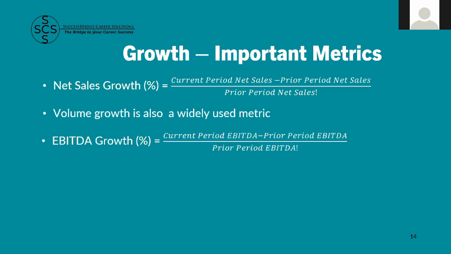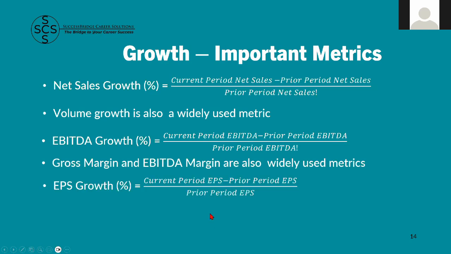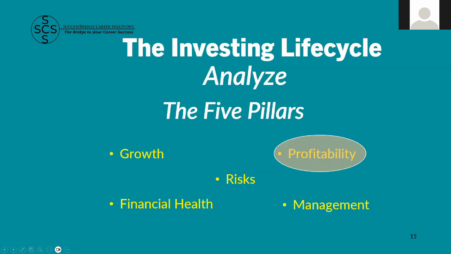So volume growth is also used. Just like sales growth, you can also calculate volume growth, and then EBITDA growth percentage, and gross margins, and EBITDA margins, and then EPS growth. And then precisely, one should use diluted EPS growth, where diluted EPS is defined. It's a textbook definition, so it's nothing great. Diluted EPS is defined as this particular formula.